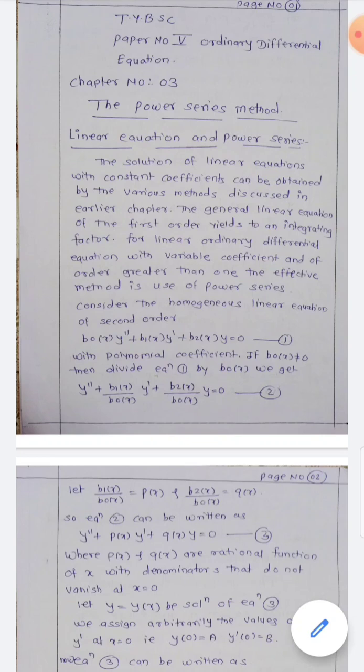Now I prepared the e-content for T.Y.B.Sc, paper number 5 and 6, ordinary differential equation. Previously, in the first and the second chapter, we discussed the linear differential equation with constant coefficient. There we discussed so many methods of how to solve the linear differential equation with constant coefficient. In the first chapter we discussed how to find the complementary function, then how to find the particular integral. In the second chapter we solved the non-homogeneous linear differential equation with constant coefficient.